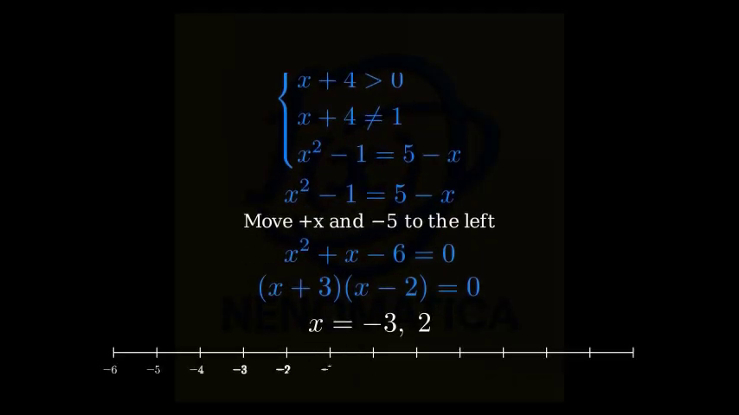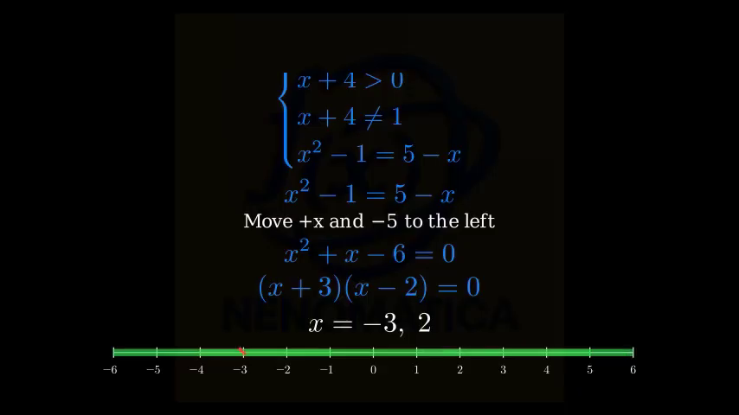Let's build an intuitive number line to test them quickly. The base conditions are x plus 4 greater than 0 and x plus 4 not equal to 1. That means x is greater than -4, but x cannot be -3. The argument conditions are 5 minus x greater than 0, so x is less than 5, and x squared minus 1 greater than 0, meaning x is less than -1 or x is greater than 1. We'll shade the allowed regions. Then we will test the two candidates.